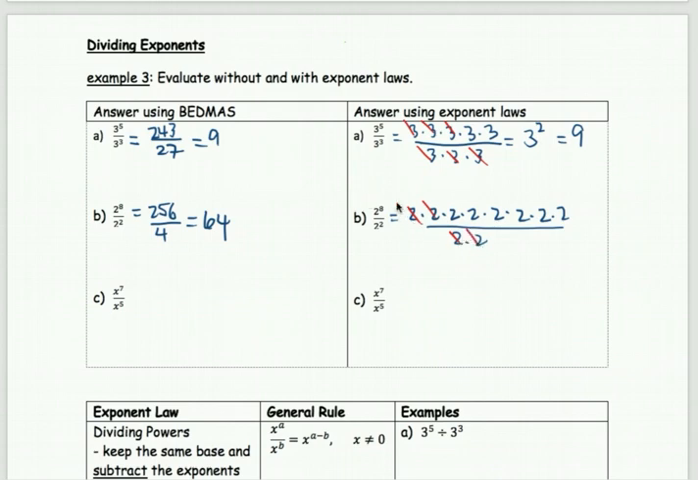Okay, 1 top, 1 bottom. Okay, and that leaves us with 1, 2, 3, 4, 5, 6. So 2 to the 6, and then we can calculate that out and we get 64. Okay, and then here, so we're writing the x.